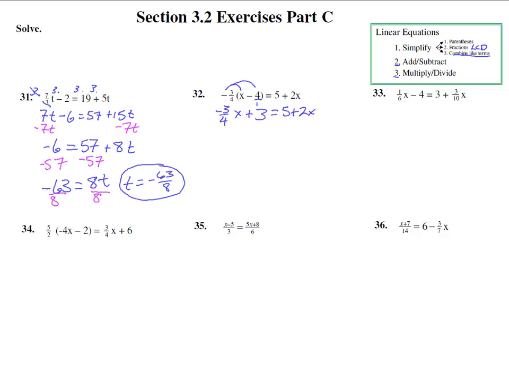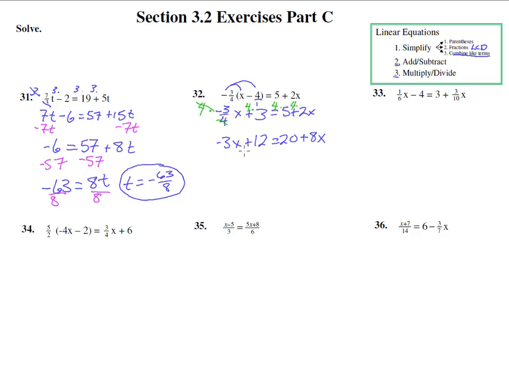What about the fractions? Yes, we do have fractions. What's the least common denominator here? Well, we have a denominator of 4, but that's really the only one. So we multiply through by that denominator 4, and look at that magic happen. We get rid of the fractions. We have negative 3x plus, this becomes a 12. That's 4 times 3 equals. On the right-hand side, we have 4 times 5 is 20, and 4 times 2 is 8x right there.